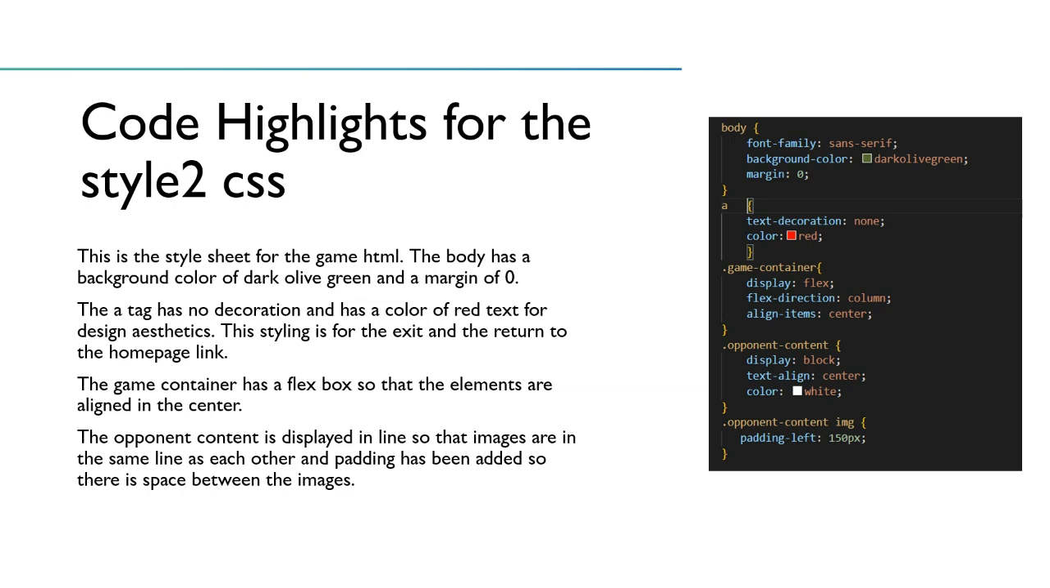Highlights for the Style2 CSS. This is the style sheet for the game HTML. The body has a background color of dark olive green and a margin of 0. The A tag has no decoration and has a color of red text for design aesthetics. This is the styling for the exit and return to homepage link.